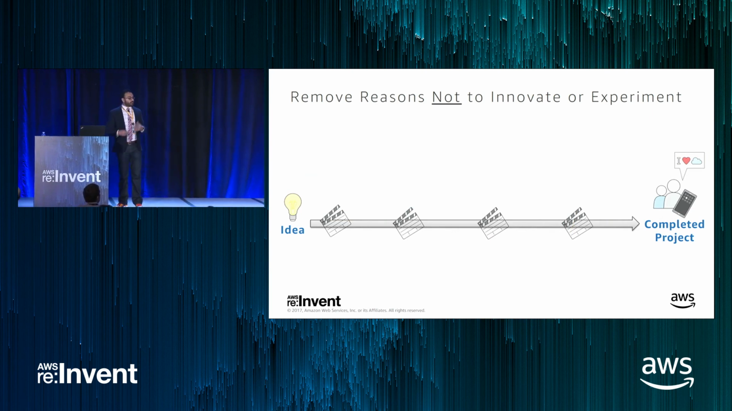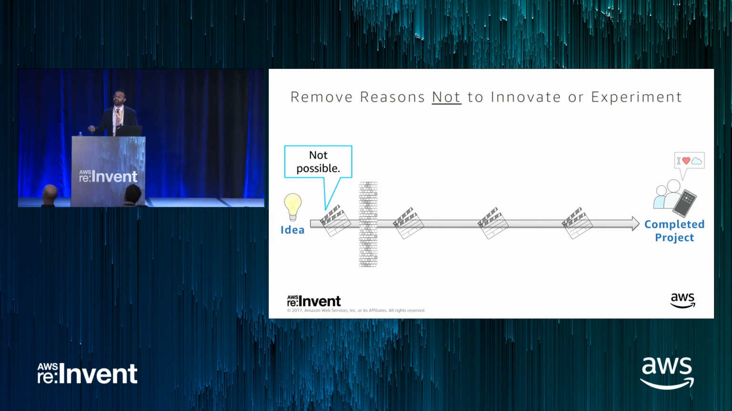And so how do you get there? One of the ways you get there is to remove reasons not to innovate and not to experiment. We're often forced to think about things like, things aren't possible.